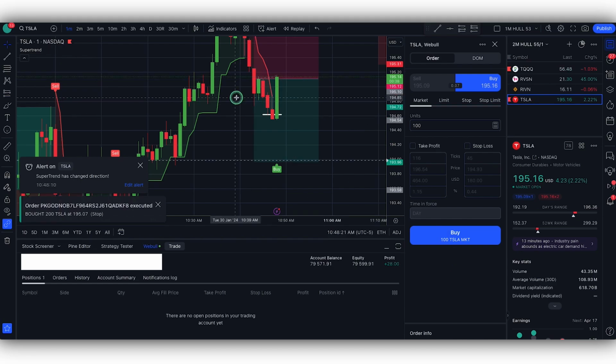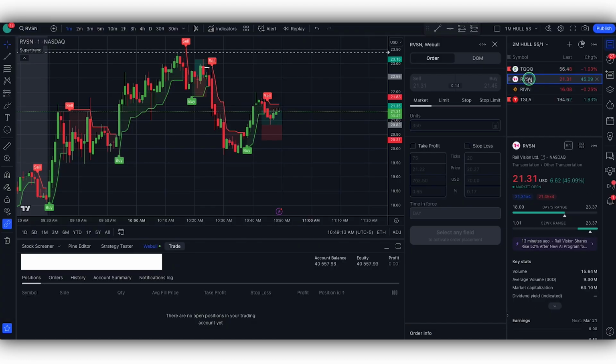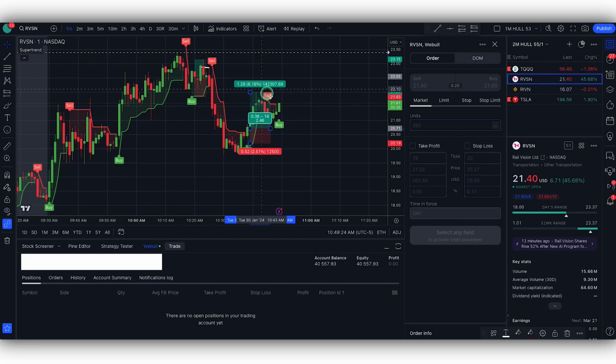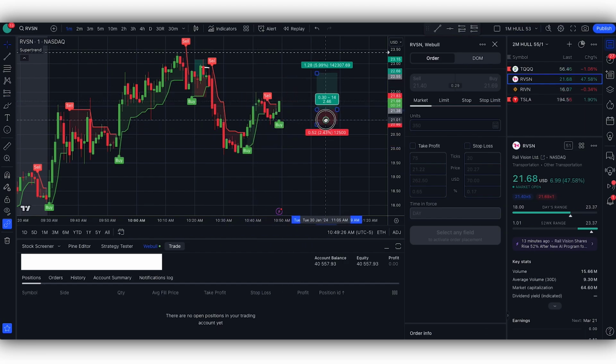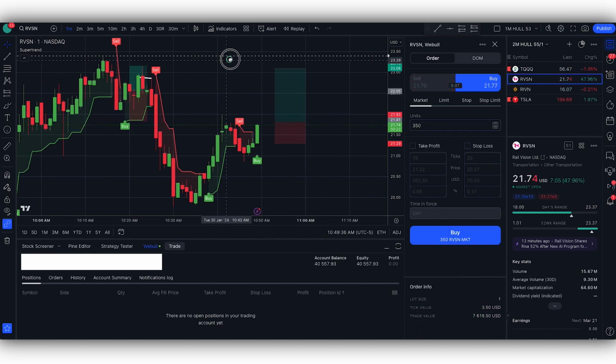Okay, huge green candle there. It just blasted to my stop. But we're up $266 on the day. It would have been a huge win on all RVSN over here on this buy signal. That went all the way up to a 6% gain. And we're getting another buy signal right now. Going with a very small position size of $7,000, 350 units.